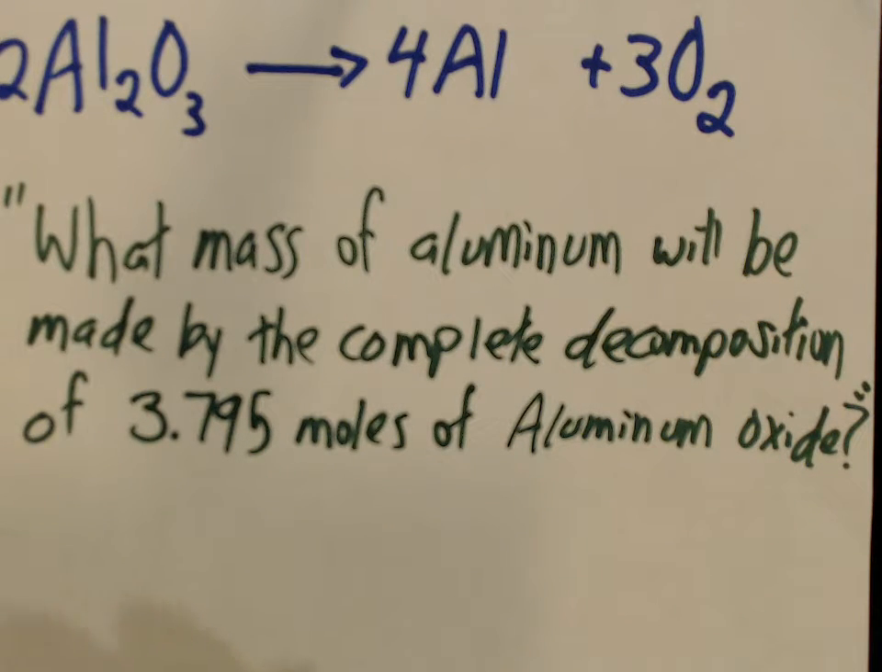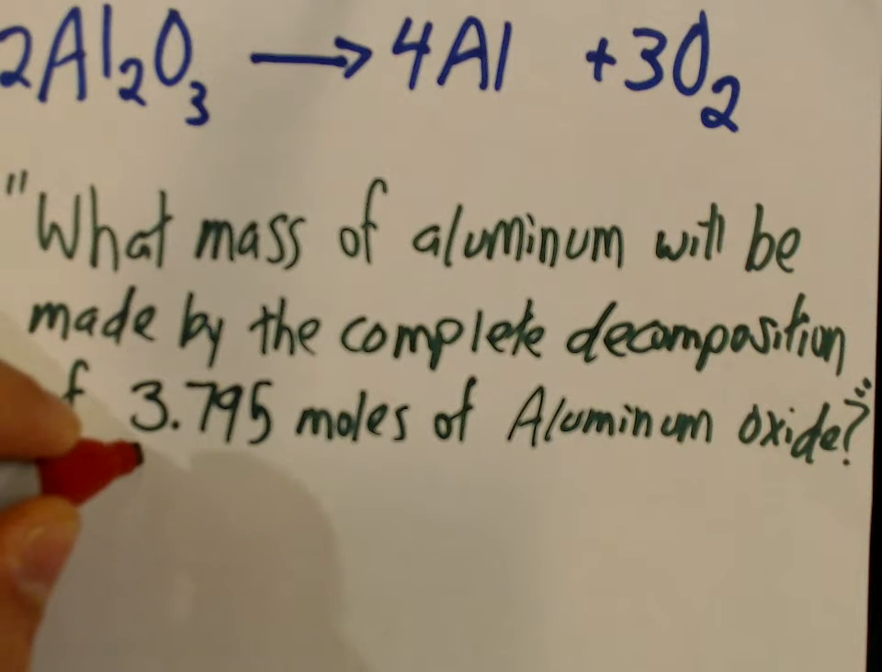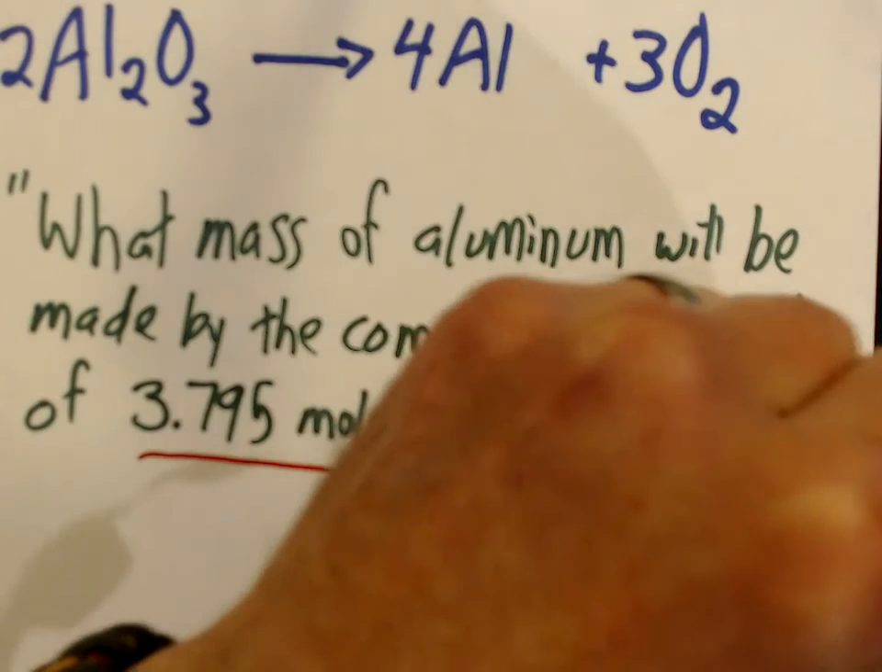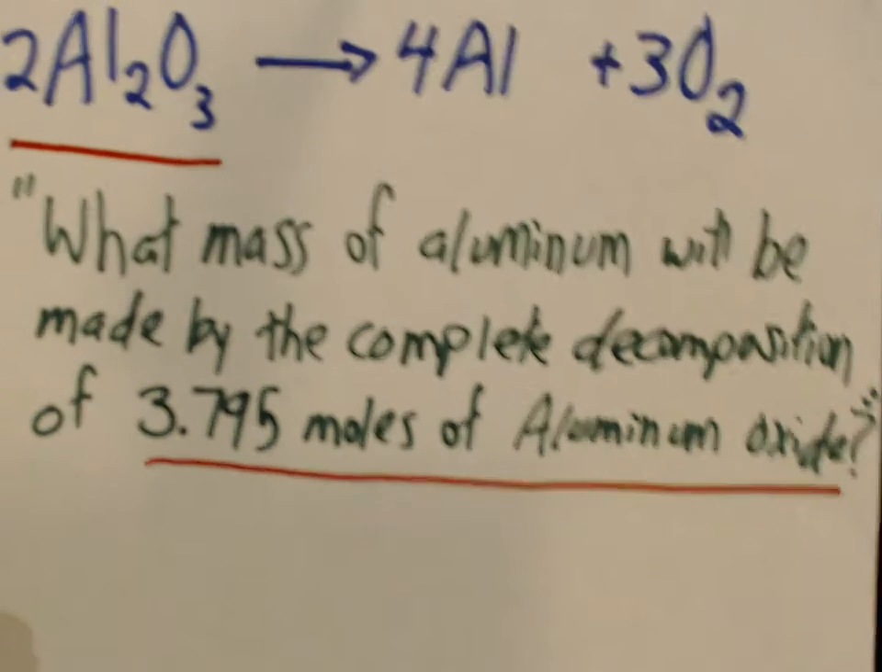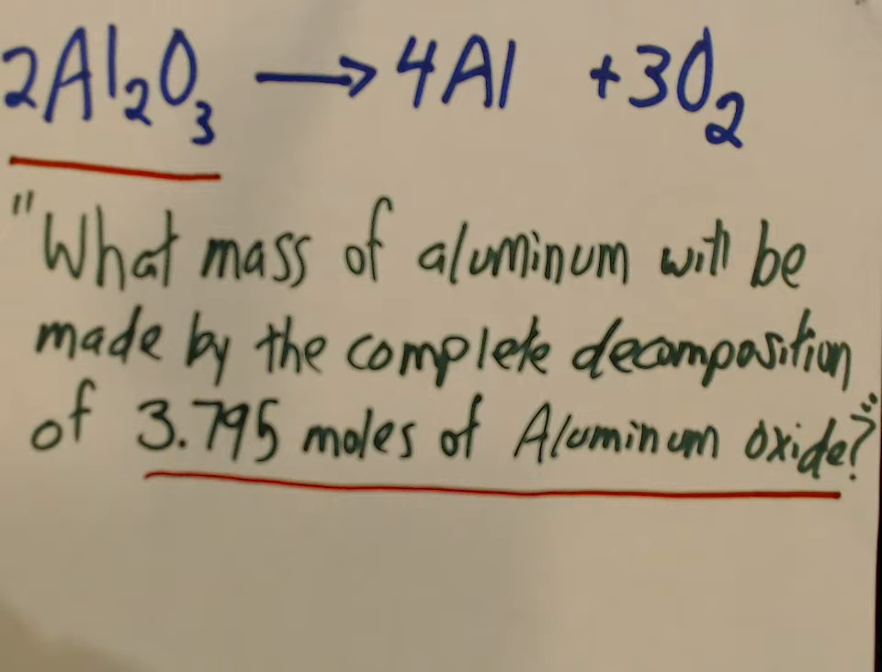Given quantity is always specified in the problem with an amount. So there we go, 3.75 moles of aluminum oxide. That's our given. What mass of aluminum will be made? Okay, so there's our unknown.